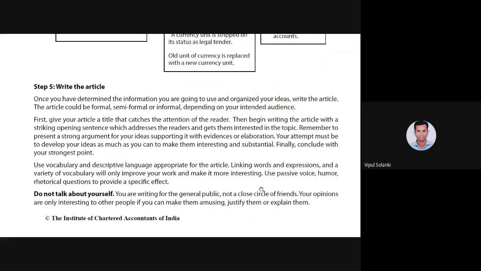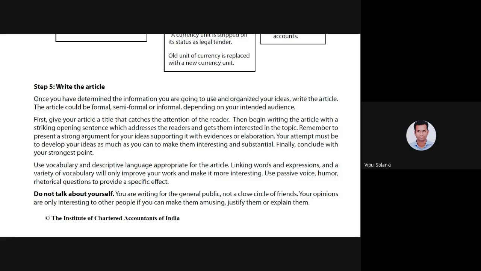And while writing an article, do not talk much about yourself. It should be of general interest, keeping in mind the general public. So you may express your opinion, but it should not be centered around you. And use vocabulary and descriptive language appropriate for the article, linking words, proper expressions.